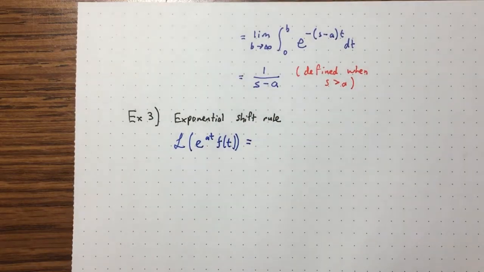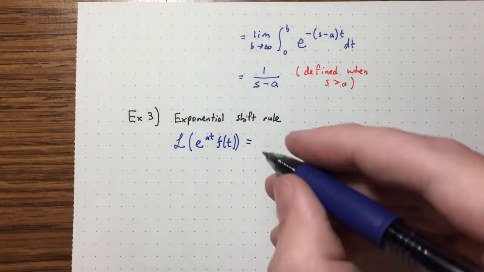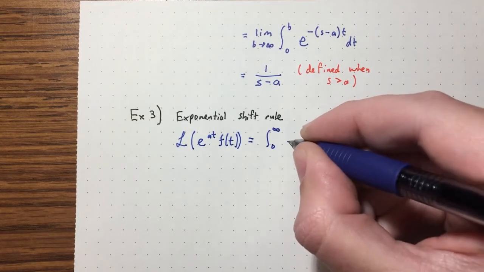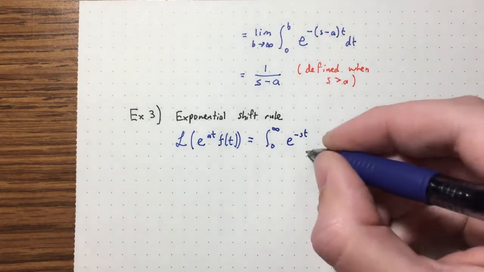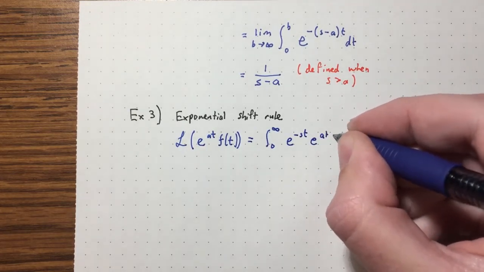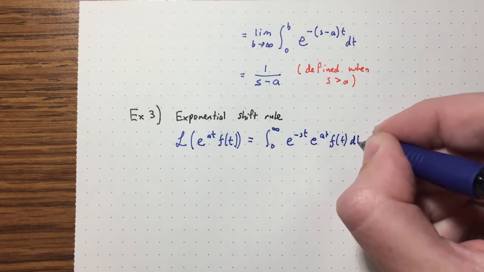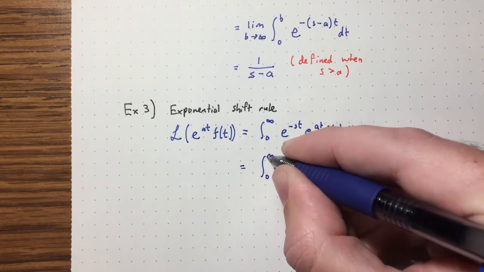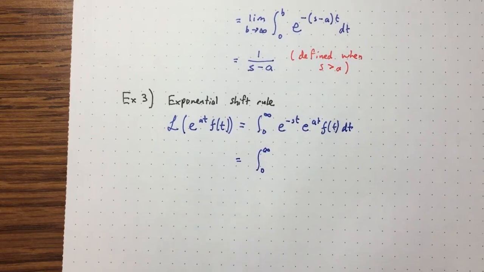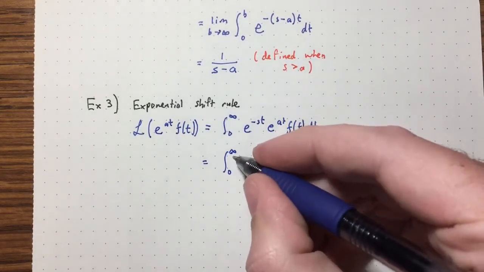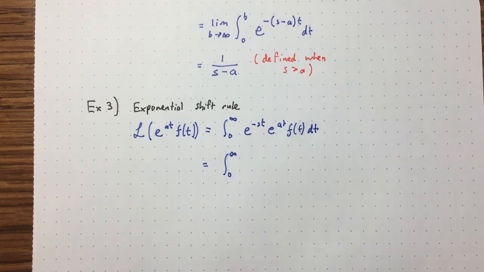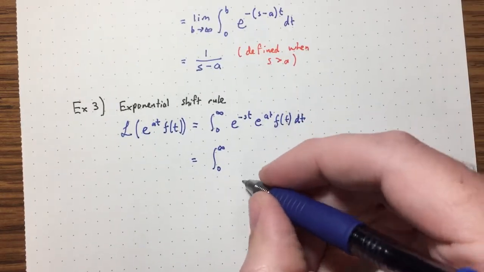So how do you do that? Turns out there's a really nice formula for it. So let's write our definition. We have e to the minus st times, here it's going to be e to the at times f of t dt. And this equals, so I'm not always going to put the limit as b goes to infinity, I'll just write infinity. But when I do write infinity, we should remember that that doesn't actually mean plugging in the number infinity. It means taking a limit as that upper limit goes to infinity.